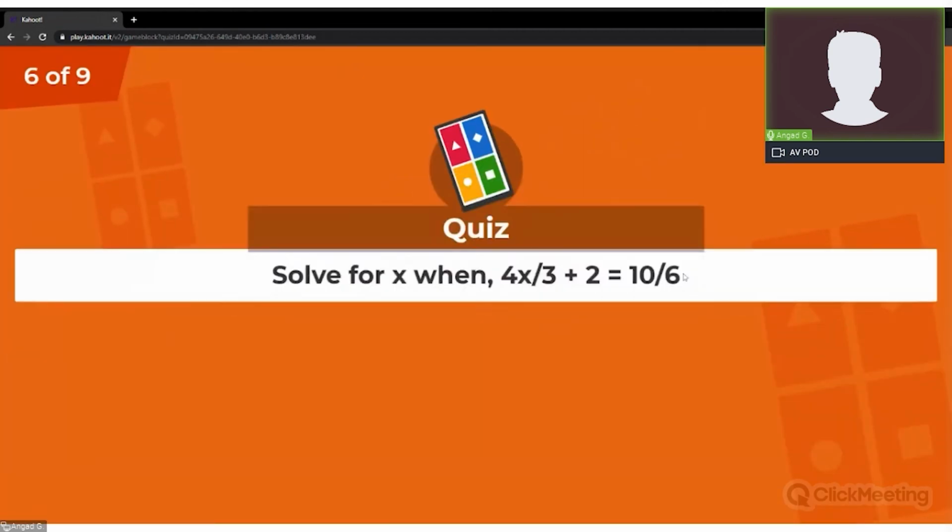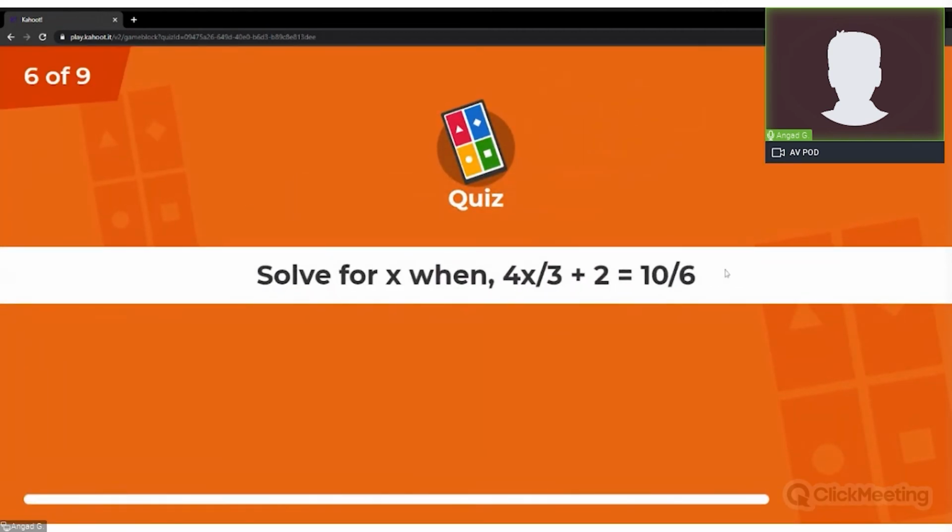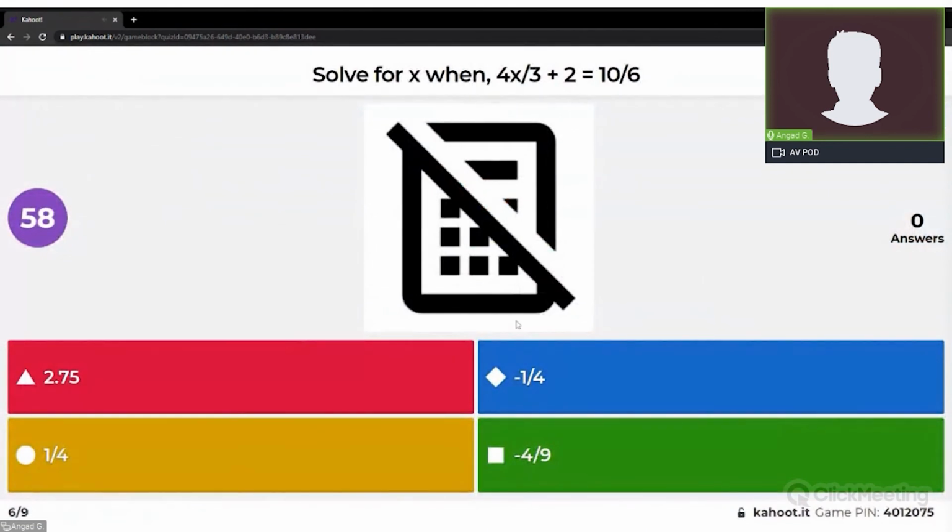All right. Okay, so by the way, I wish I could pause this, but this is 4x over 3 plus 2, not parentheses over the 3. So it's just 4x over 3 plus 2 is equal to 10 divided by x, all right? If that helps at all.